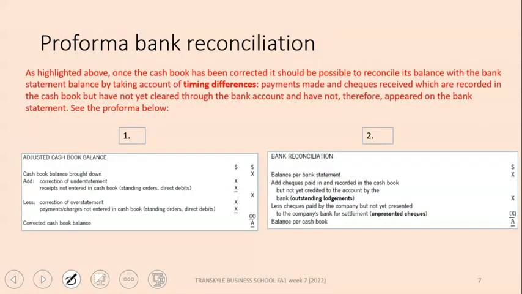Okay, so the pro forma bank reconciliation statement. All right. So, as highlighted above, once the cash book has been corrected, it should be possible to reconcile its balance with the bank statement balance by taking account of timing differences. Payments made and checks received which are recorded in the cash book but not yet cleared through the bank account and have not therefore appeared on the bank statement. All right.